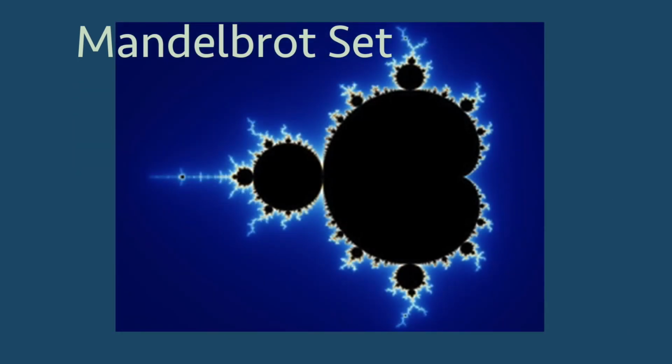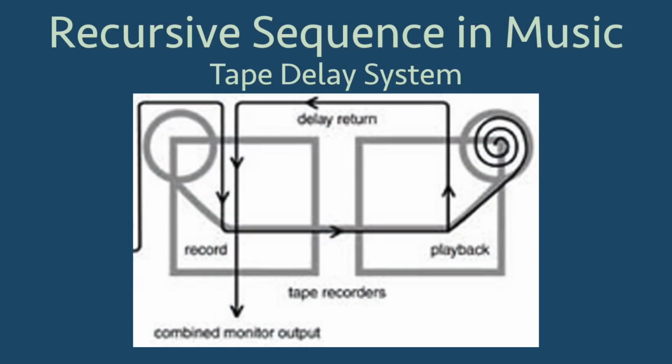Some really fascinating images of the Mandelbrot set can be made by using non-real complex numbers and interpreting the sequence of terms as coordinates in the plane. In the realm of music, there are examples of the description of a fractal as a recursive sequence where the output is fed back into the system. The simplest example of this is a tape delay system.